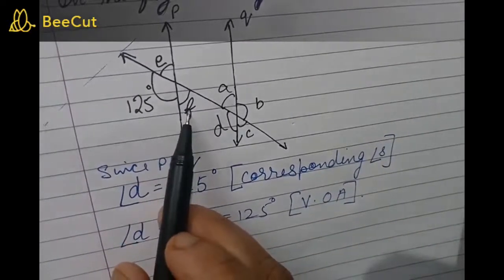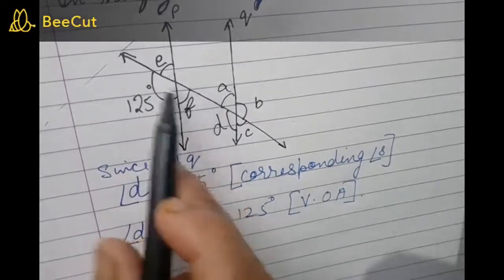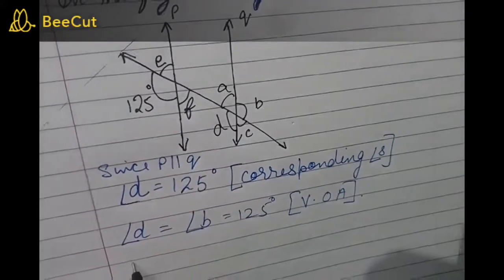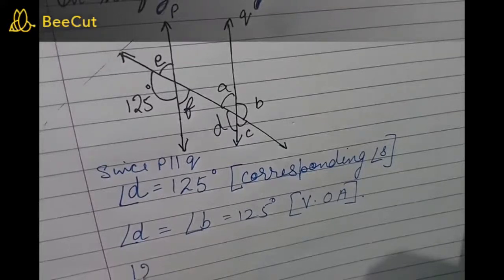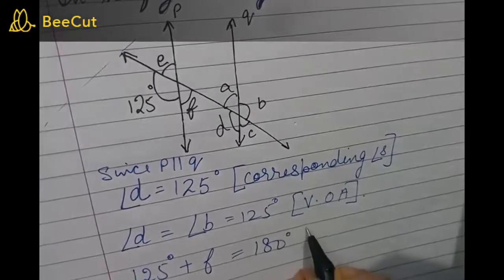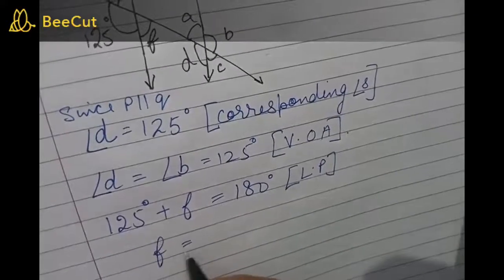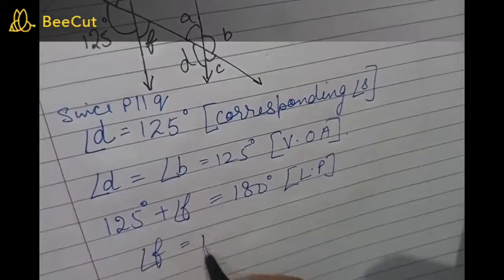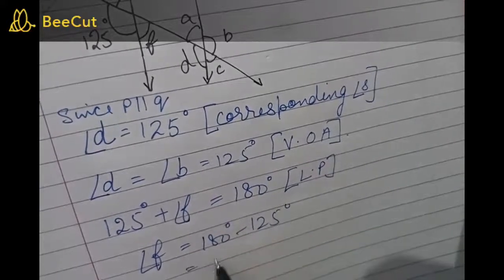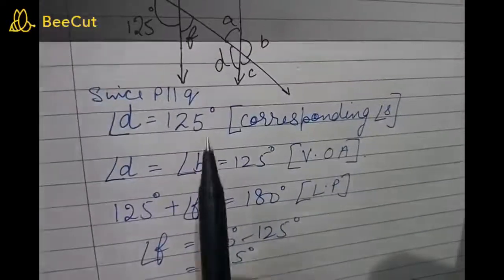Now if I see this F, 125 and F are on a straight line, linear pair. So angle 125 degree plus F is equal to 180 degree. Why? Linear pair. Now from here we can find angle F is equal to 180 degree, shift this 125 degree, you will get 55 degree. Now angle F is equal to 55.